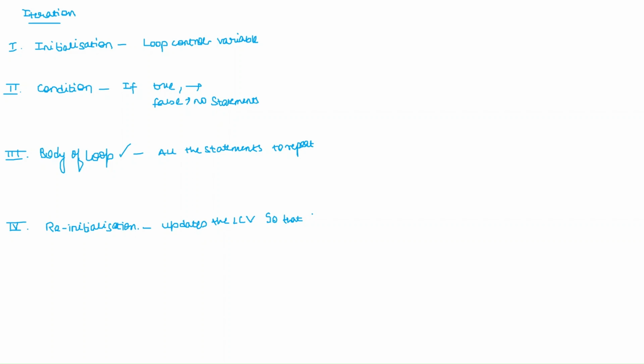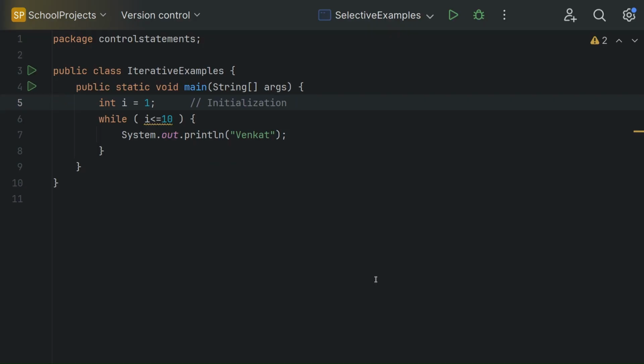So these four portions are really important for iteration. And within the three constructs, while, do while, and for loop, we will study all of these four and in what order they are present. So if you remember, one is initialization, two is condition, three is body of the loop, and fourth is the reinitialization of the LCV. Here we have done the initialization. Then here we have the condition, which is i <= 10. Here we have the body of the loop, but there is something missing here, which is reinitialization.